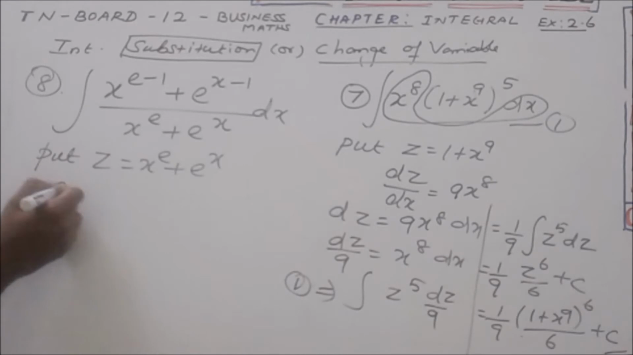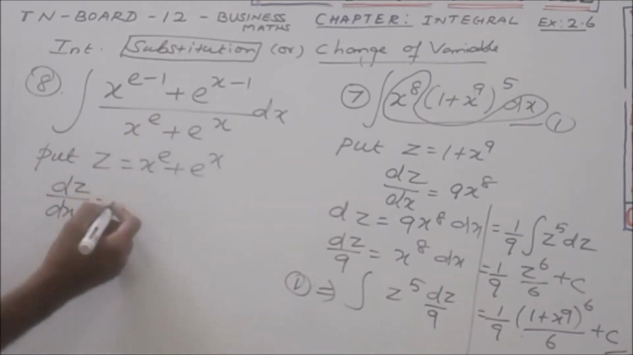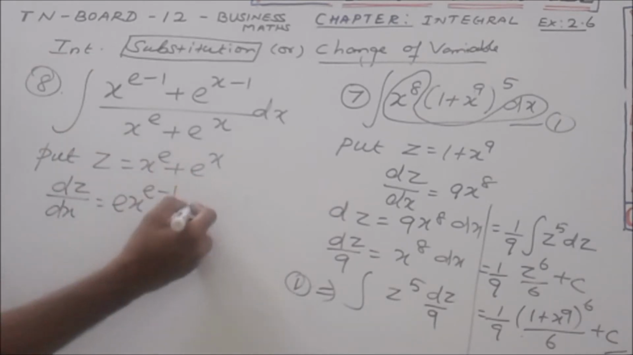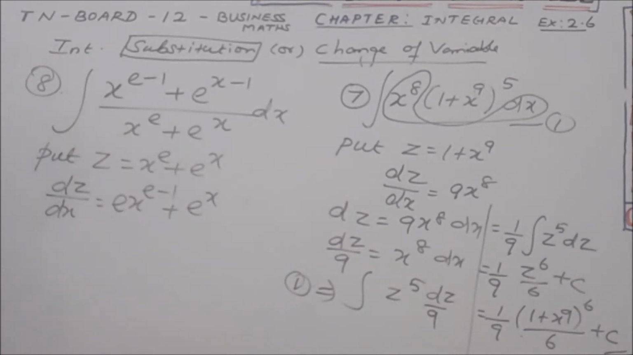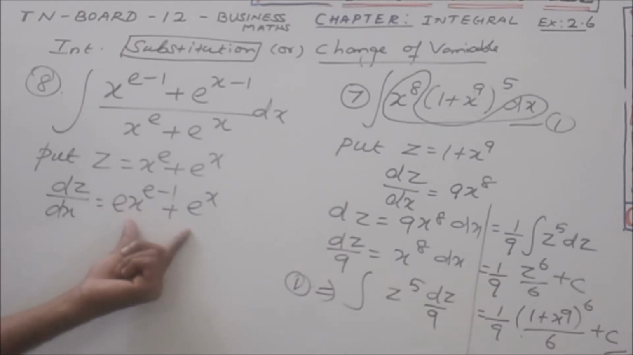Here differentiate, dz by dx: x power e gives e x power e minus 1. Okay, now e power x means e power x only, simply. Now remove e power x common to the terms.